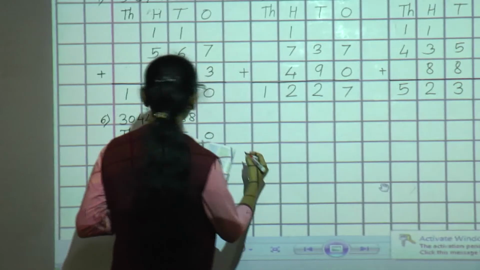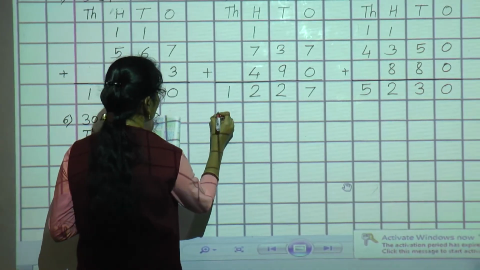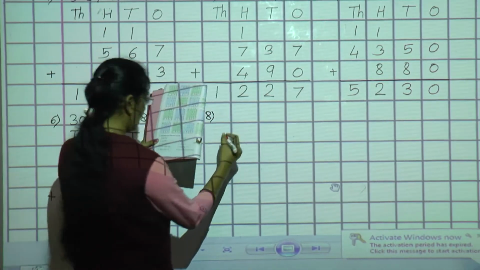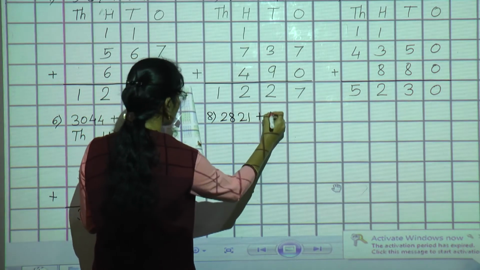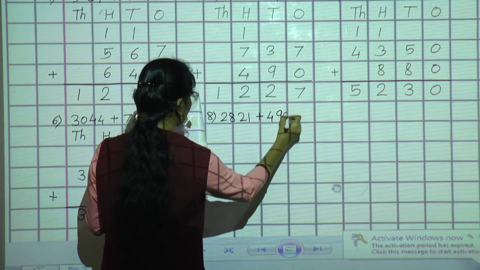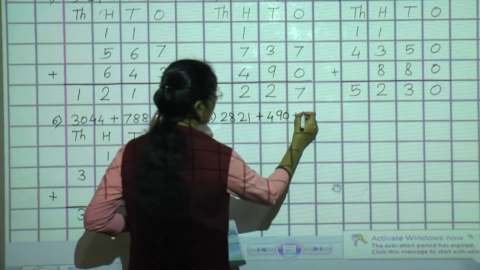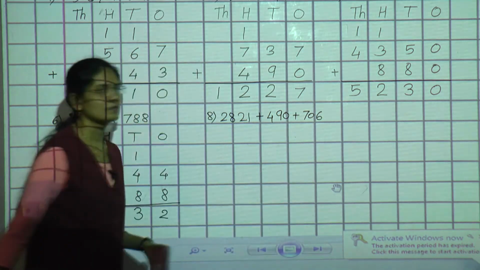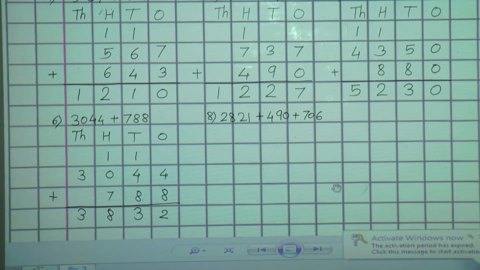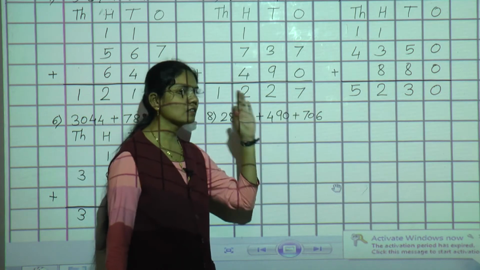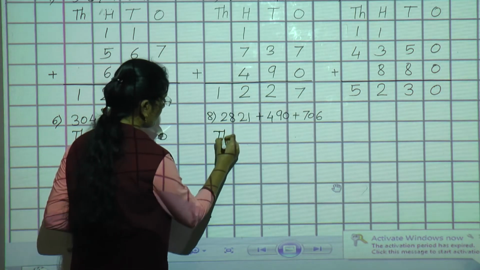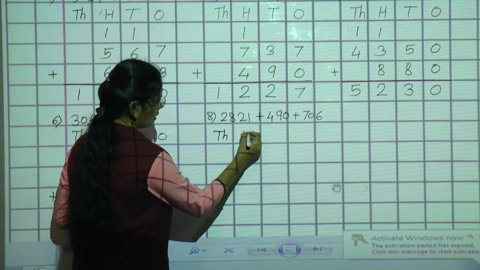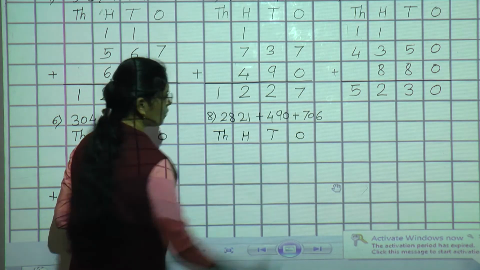We will take the 8th example. The numbers are 2821 plus 490 plus 706. Now see here, one 4-digit number is there and the remaining two numbers are 3-digit numbers. So first of all, we will draw the place value chart: thousands, hundreds, tens and ones.